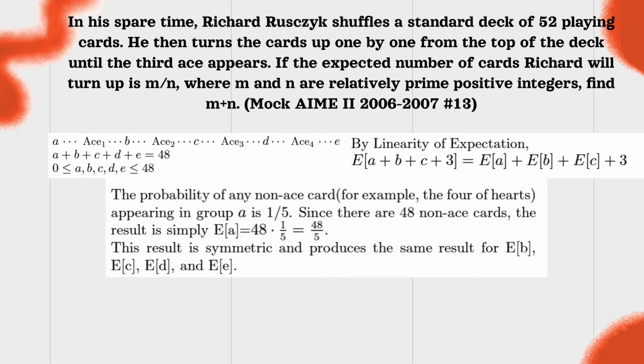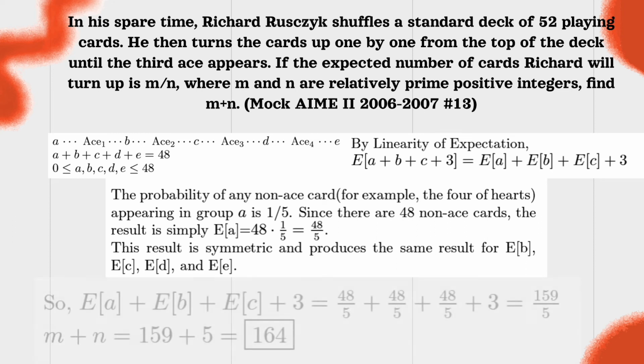Now, let's try to evaluate that. The probability of any non-ace card, let's say for simplicity the 4 of hearts, appearing in group A is 1 over 5, because there are 5 groups, and the probability is evenly distributed. So, since there are 48 non-ace cards, the expected value of A is simply 48 times 1/5, which equals 48 over 5. This result is symmetric and produces the same result for the rest.